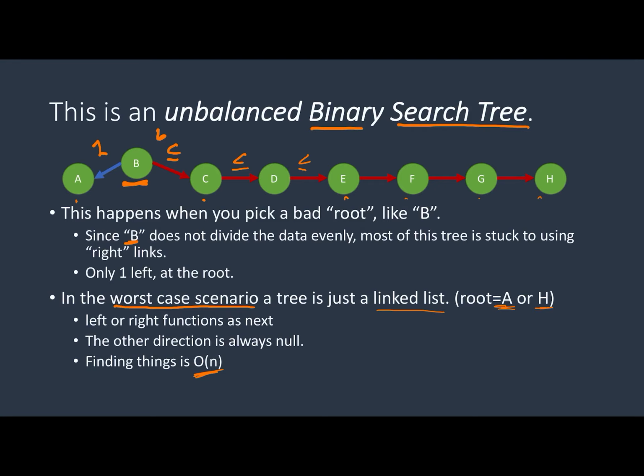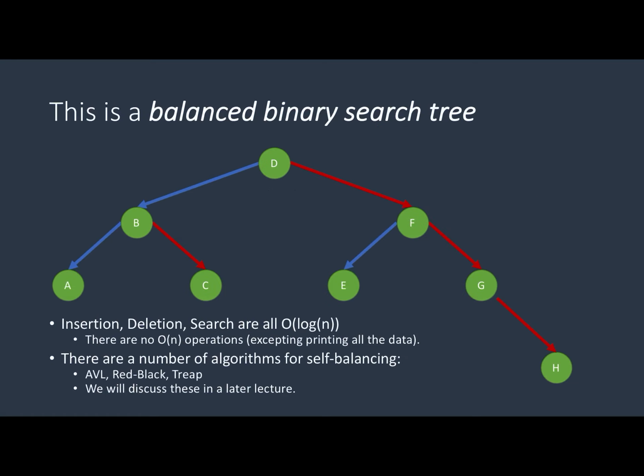We can also imagine the backwards version of that, where H is the root, and then we go left 8 times until we get to A when we're looking for it. And so balancing is really, really critical. And so the trees that I've been drawing for you are balanced, right?